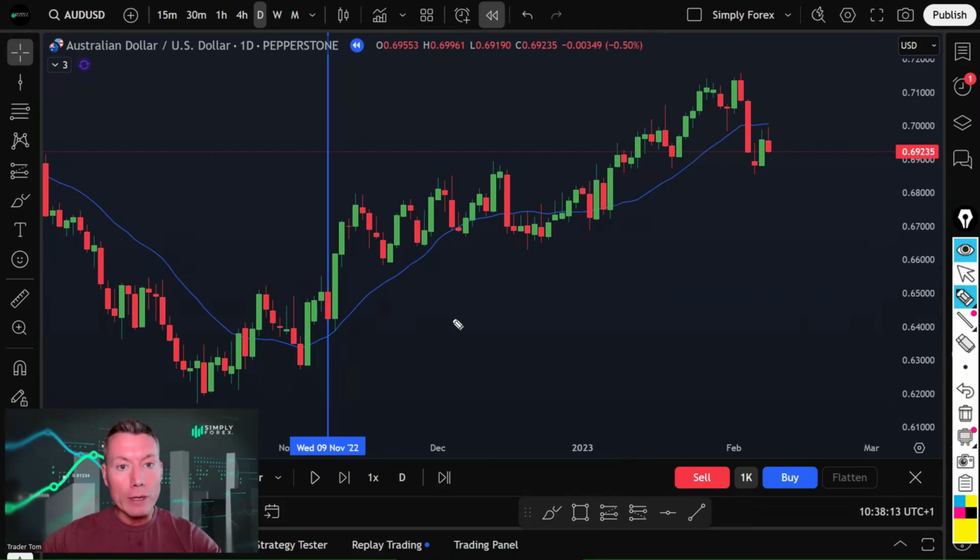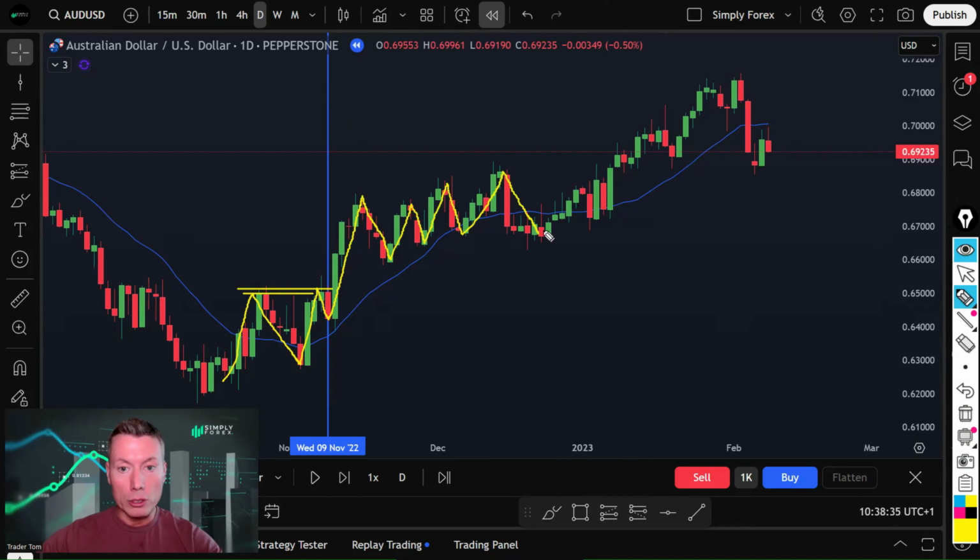Any entry I have, I want to be with daily trends. So this is Aussie dollar, US dollar, the daily chart. I've put this blue line in because this is the point where we break these highs and this becomes an uptrend. And at that point, it continues to be an uptrend.